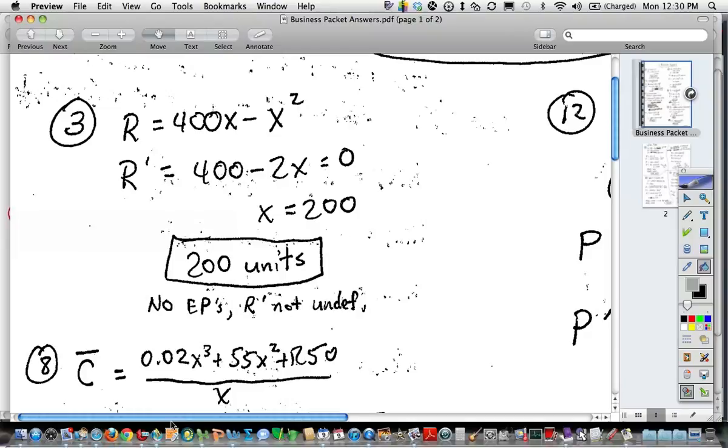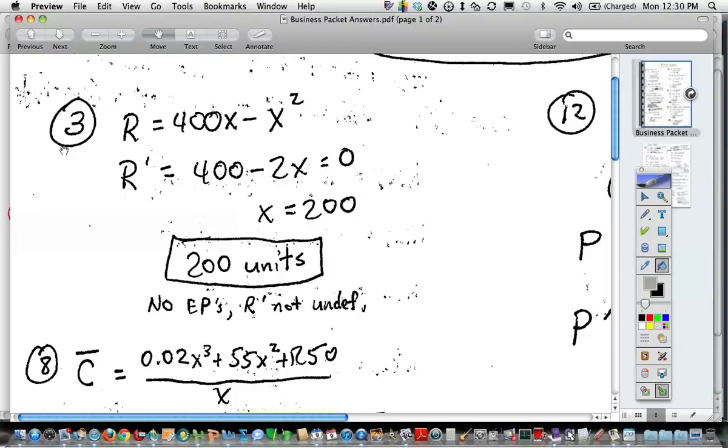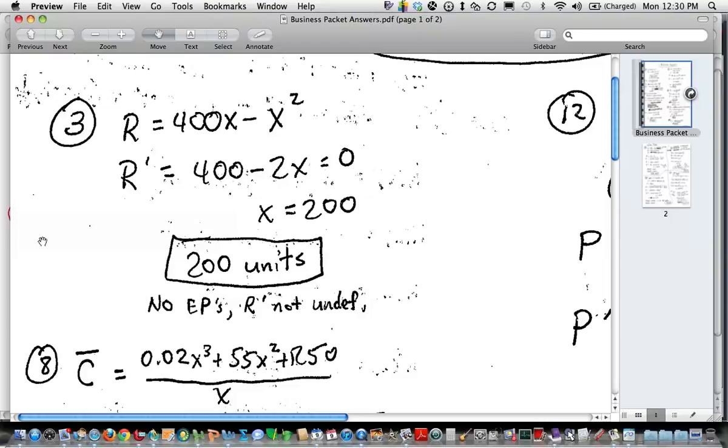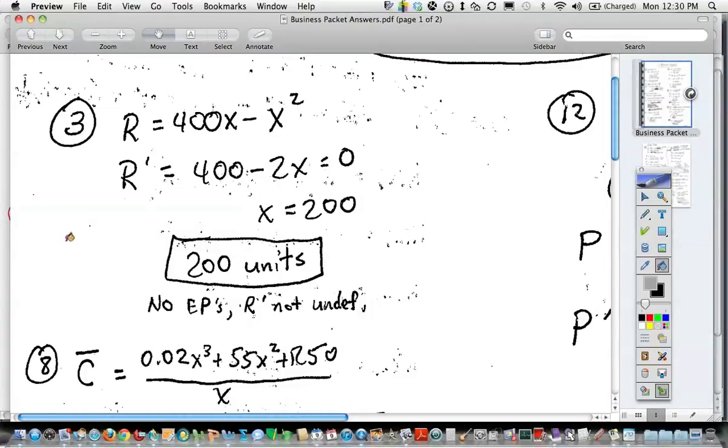Now, you could also do a number line. You could say, well, since I only have one candidate, since they gave me no endpoints or anything like that, I could make an R prime number line. And I could put 200 on it, and take 100 and 300. I could put 100 in here and it comes out positive. Put 300, it comes out negative.